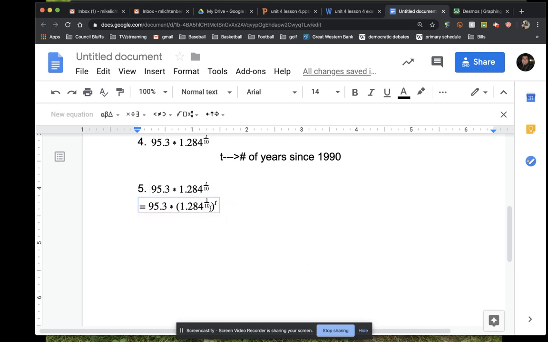Now, why did I do that? Because now I know that this number right here, let me copy and paste that down here, 1.284 to the power of 1/10, this right here is now the growth factor per year. So 1.284 to the power of 1/10 is the growth factor per year.